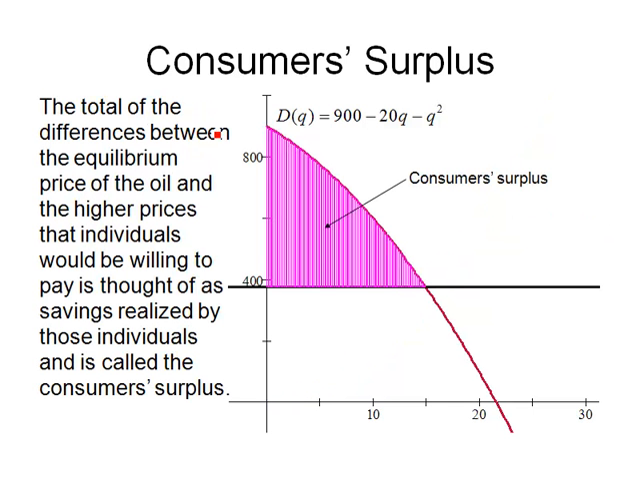Well, the total of the differences between the equilibrium price of the oil and the higher prices that individuals would be willing to pay is thought of as savings realized by those individuals and is called the consumer surplus. It basically amounts to the area under the demand curve and above the price that they would be willing to pay at equilibrium. So to understand this, let's take a little bit closer look.